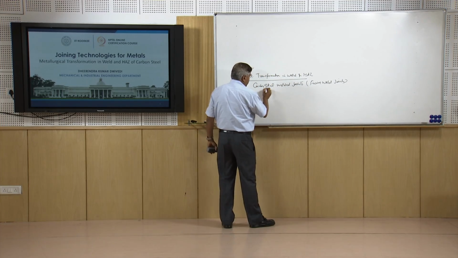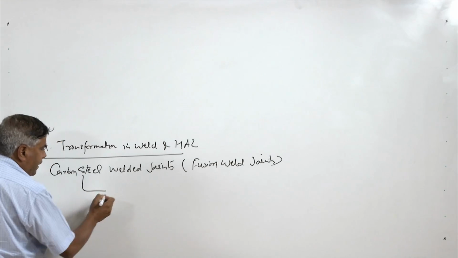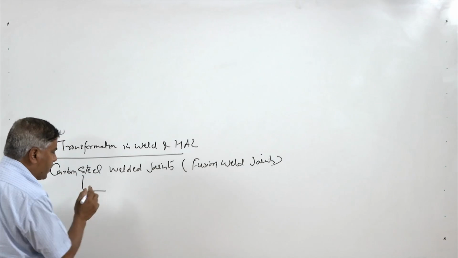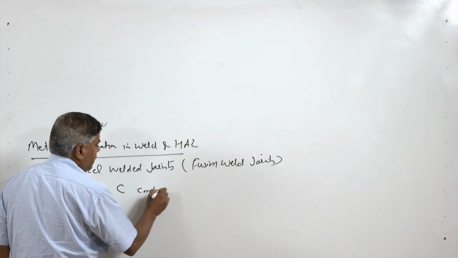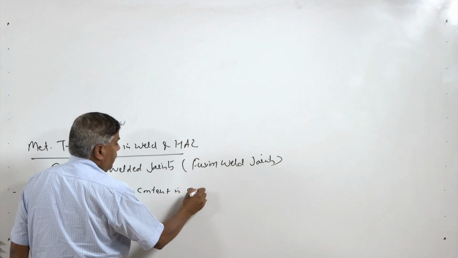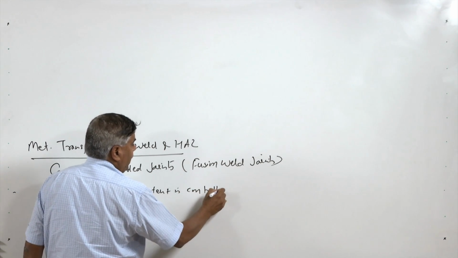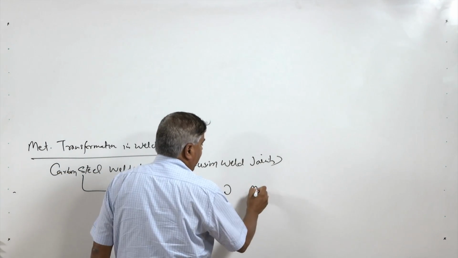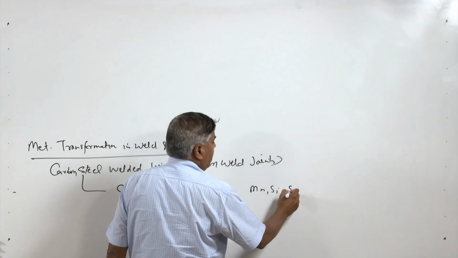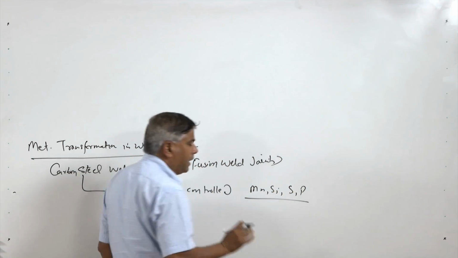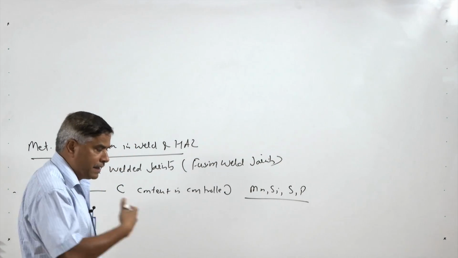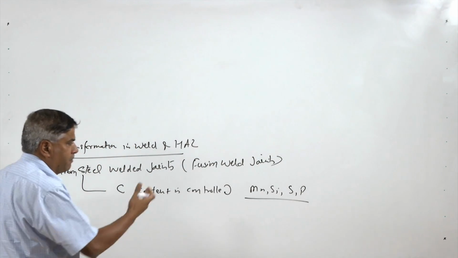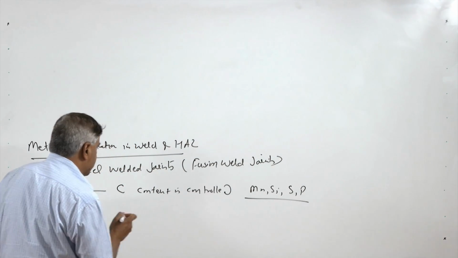The carbon steel is categorized when only the carbon content is controlled, while the manganese, silicon, sulfur and phosphorus are kept as residual elements, and they are not expected to affect the metallurgical and structural properties of the steels significantly.